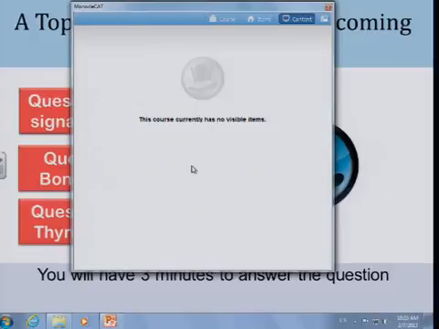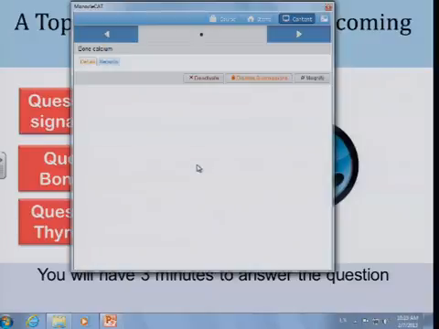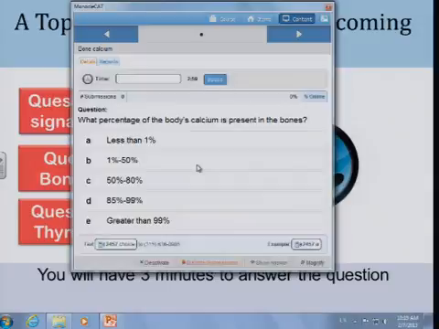This is an easy one, I think, if it will come up. Oh, here we go. What percentage of the body's calcium is present in the bones?